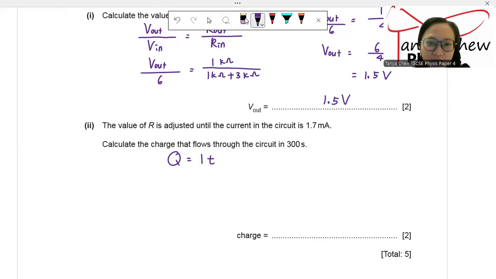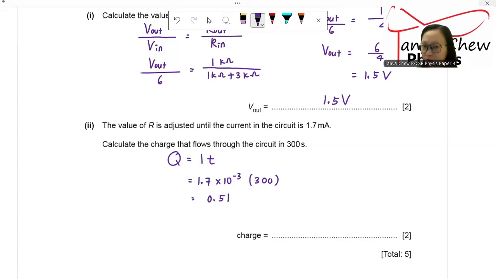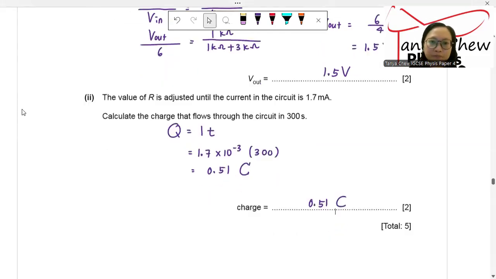So the charge, okay, the current is 1.7, but milli, you have to remember, is one of the prefixes, which, if you don't like to put times 10 to the power negative 3, you could always change that to divided by 1,000. Right? You have to change that milli to ampere. So time is given as 300. When you use your calculator to do your calculation, you should get 0.51. And what is the unit of charge? It is coulomb. 0.51 coulomb is the answer.